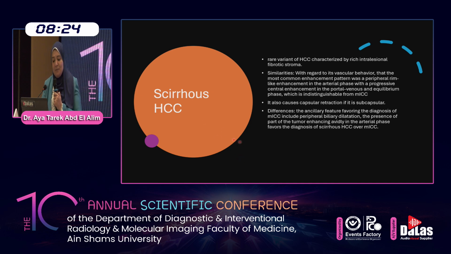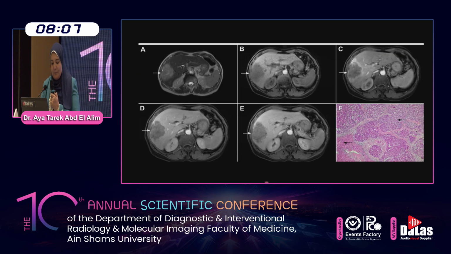Scirrhous type HCC, this is a rare variant form. It has fibrous stroma, so according to the fibrous stroma, it will be similar to cholangiocarcinoma again, and it will have capsular retraction. The difference is that the peripheral dilatation is with the scirrhous type rather than the HCC. Here we can find arterial enhancement with washout. The clue for this is that you can find some internal foci of high T2.